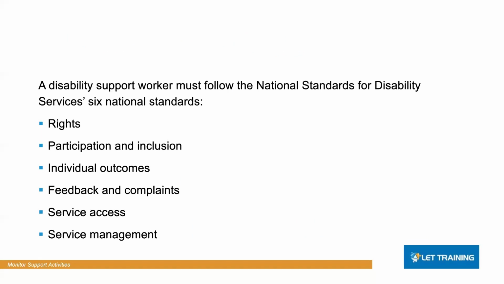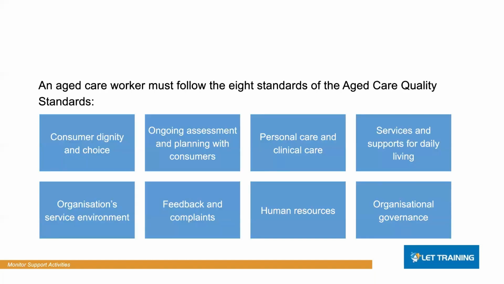A disability worker must follow the national standards for disability services. The 6 national standards are rights, participation and inclusion, individual outcomes, feedback and complaints, service access, and service management. An aged care worker must follow the 8 standards of the aged care quality standards. Those standards are consumer dignity and choice, ongoing assessment and planning with consumers, personal care and clinical care, services and support for daily living, organisation service environment, feedback and complaints, human resources, and organisational governance.